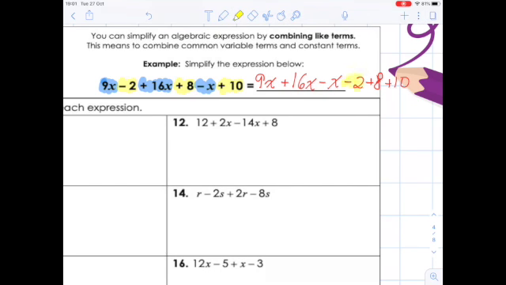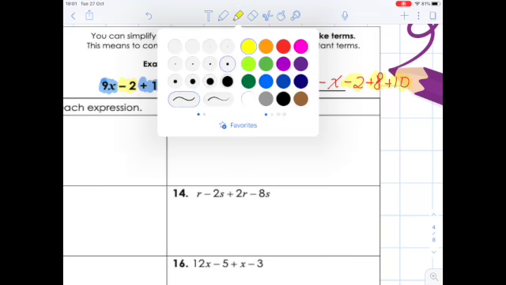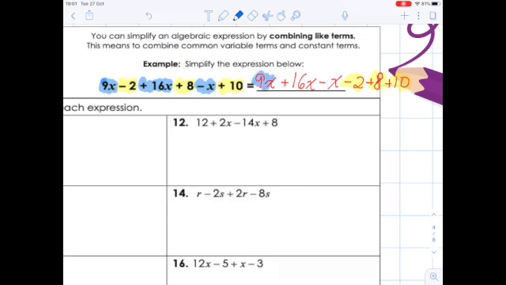Now what I'm going to do is combine like terms. So I'm going to combine all the constant terms and I'm going to combine the variable terms. All right? So let's go ahead and do that. I'm going to have 9x plus 16x minus x, and I have to combine these together.